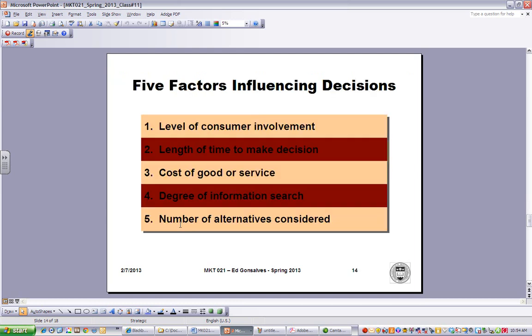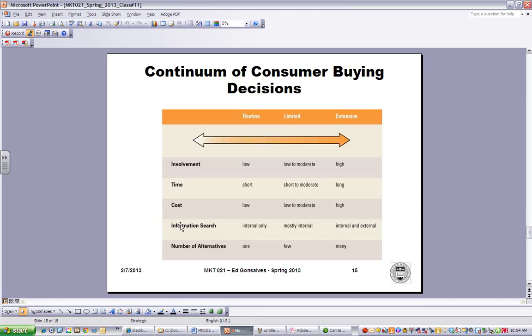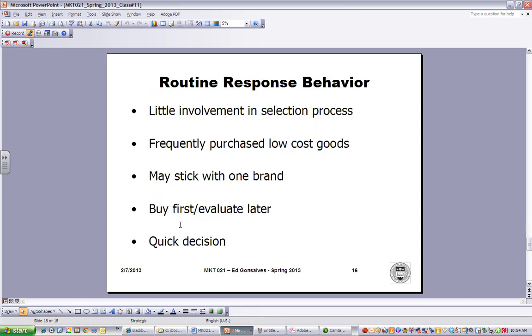So again, five factors influencing decisions: involvement, how much time you have to make the decision, what the product or service is, how extensive the information search is, and how many alternatives you have. This slide takes all those previous slides and puts them nicely into one good study guide slide for you. Routine response behavior, you do automatically without even thinking. You may buy the wrong sports drink, big deal, it only cost you a couple bucks, you don't worry about it.